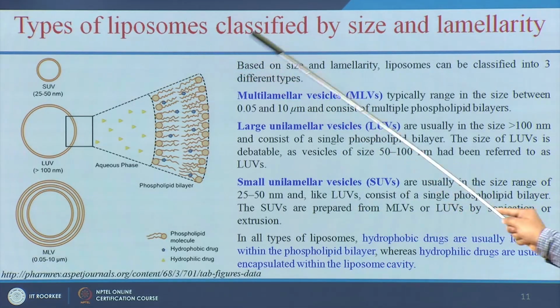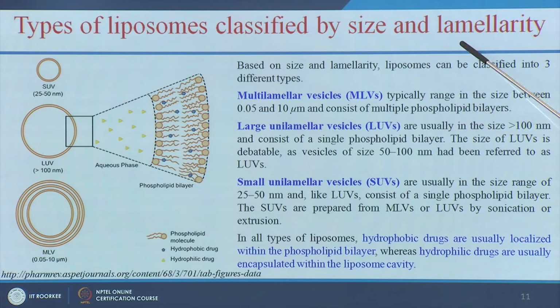Liposomes can also be classified based on size as well as lamellarity. The first one is multilamellar vesicles. These typically range in size between 0.05 to 10 micrometer, and consist of multiple phospholipid bilayers. The next one is LUV, large unilamellar vesicles. Here the size is between 50 to 100 nanometer, and it is made up of a single phospholipid bilayer. The third one is small unilamellar vesicles, with size between 25 to 50 nanometer, also made up of a single phospholipid bilayer. These SUVs are prepared from MLVs or LUVs by sonication or extrusion method.